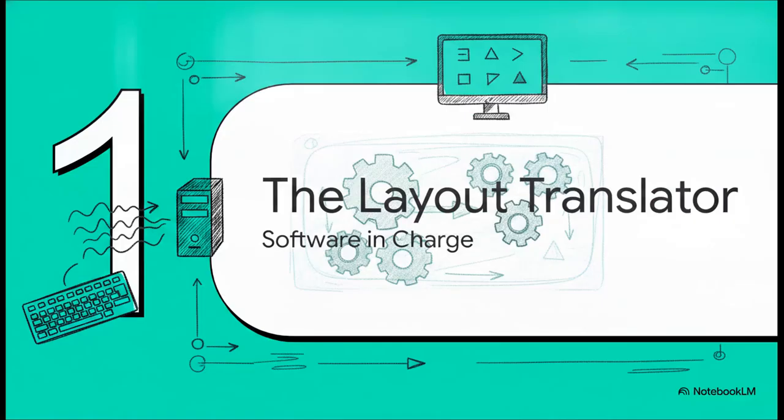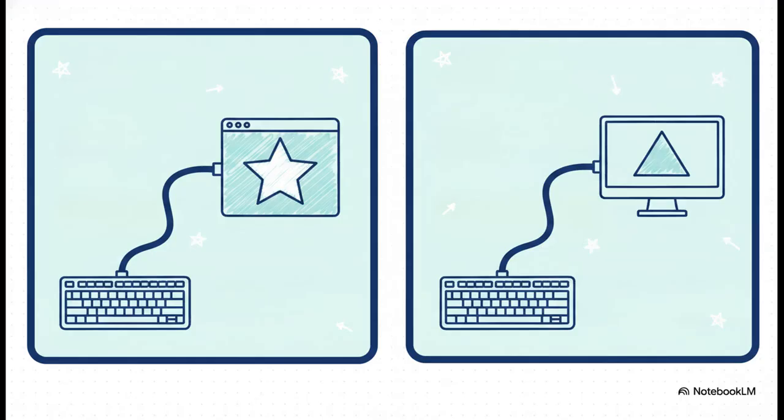Section 1. The Layout Translator. Software in charge. Because the operating system is the undisputed boss of your layout, let's contrast two completely different software setups using the exact same hardware. If you send a physical HID key press into a computer set to a US keyboard layout, it produces one specific character. But if you take that exact same physical keyboard, press the exact same physical button, and plug it into a computer running a German keyboard layout, it might produce a completely different character on your screen.